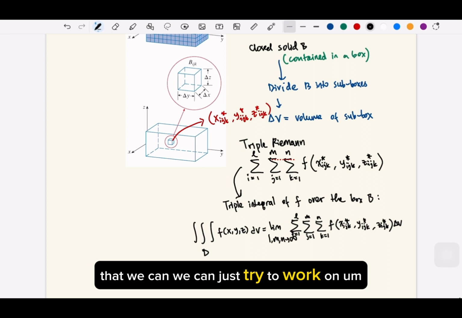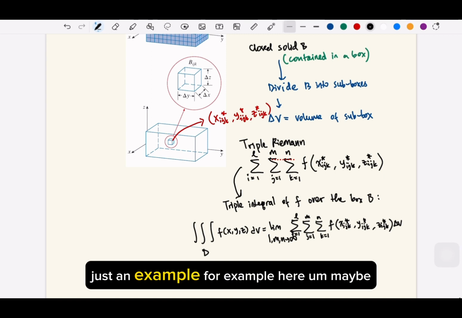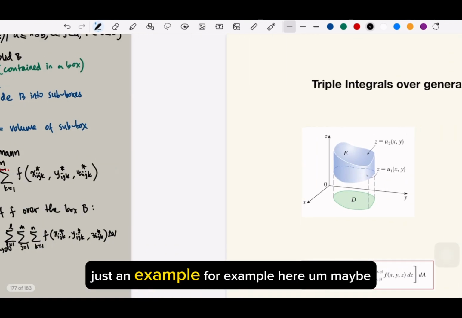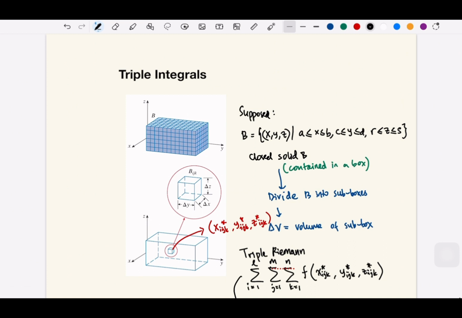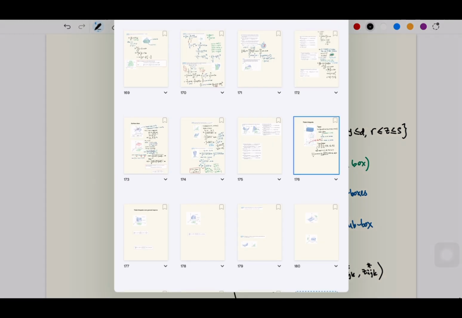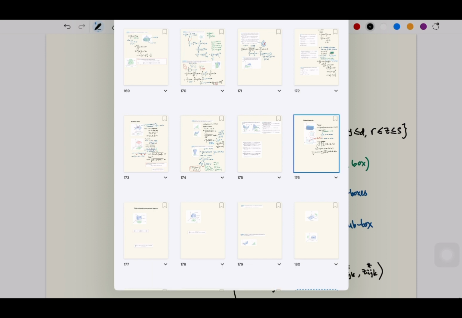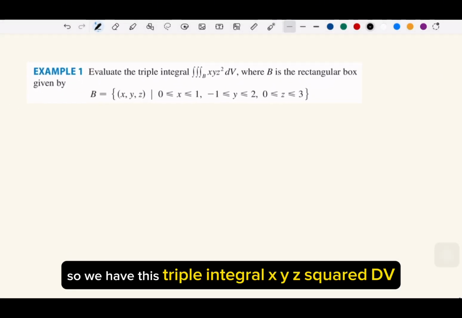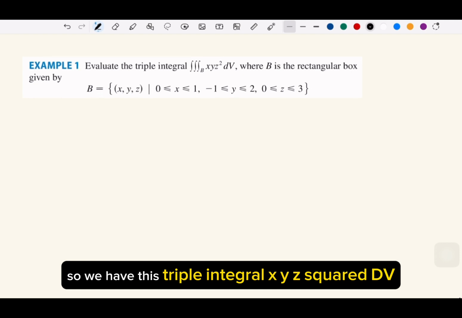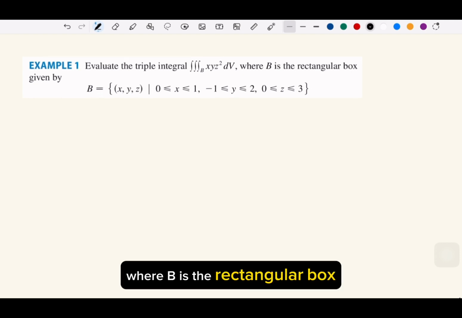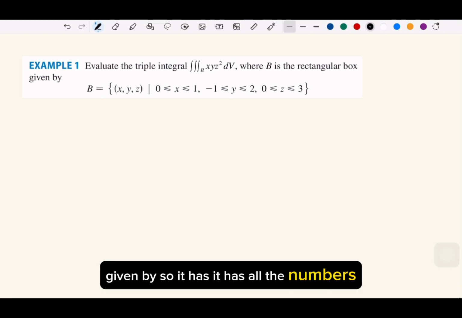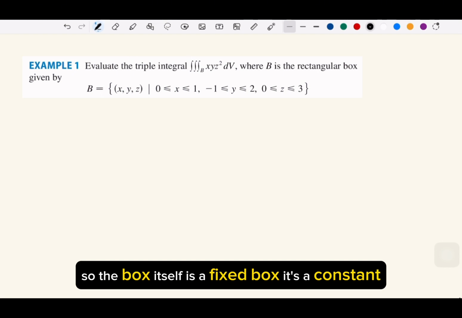Then we can just try to work on an example. For example, let me write first, go to this one first. Okay, so if we have this triple integral of xyz squared dV, where B is the rectangular box given by, so it has all the numbers, so the box itself is a fixed box, it's a constant.